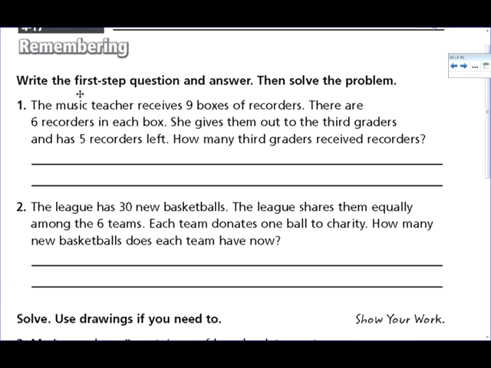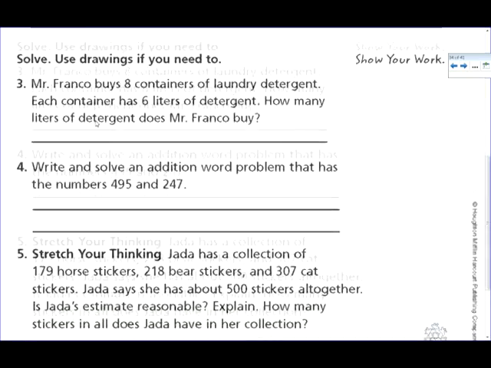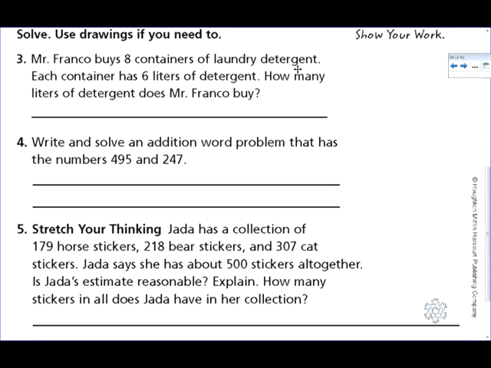You actually have to write the first step, question, and the answer, then solve the problem. The last 3 questions, Mr. Frankel buys 8 containers of laundry detergent, and each container has 6 liters of detergent. How many liters of detergent does Mr. Frankel buy? Are you going to use adding or subtracting or multiplying? Write and solve an addition word problem that has the numbers 495 and 247. Jada has a collection of stickers, horse stickers, bear stickers, and cat stickers. See if you can figure that one out.